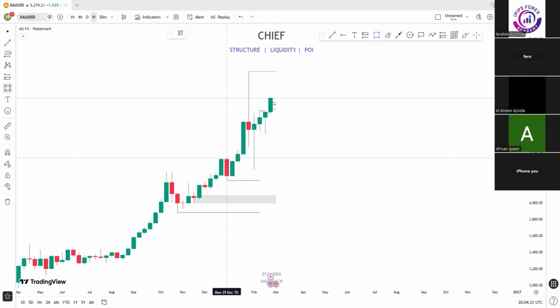So the market did this, and it used liquidity on the 4 hours. It is visible on the 4 hours. All right. So immediately this closed this way, I started looking to join the trade. This is the higher time frame story.